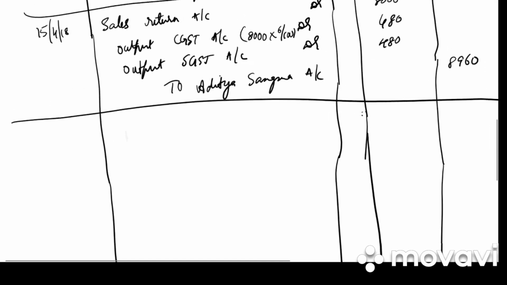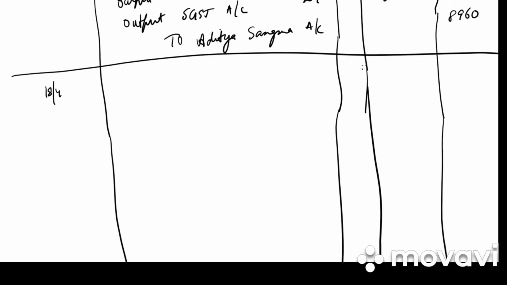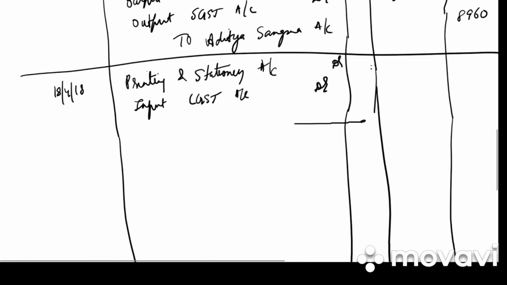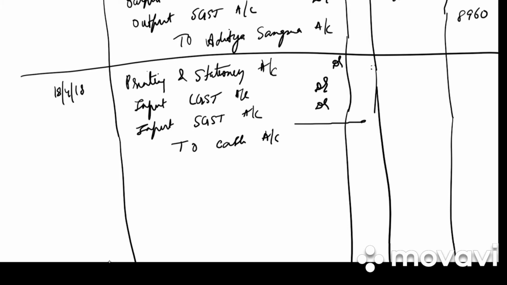Next we have on 18th April, paid printing and stationery. So it is an expense. Printing and stationery account debited, input CGST account debited, input SGST account debited to cash account. So how much did we purchase for?